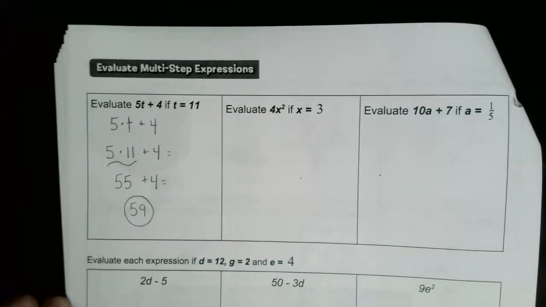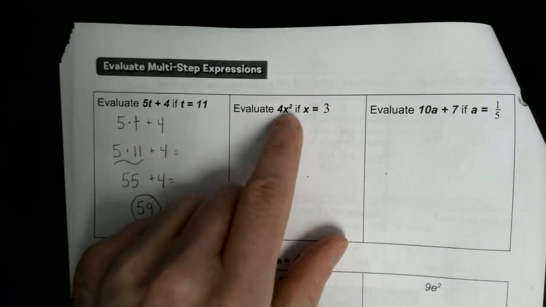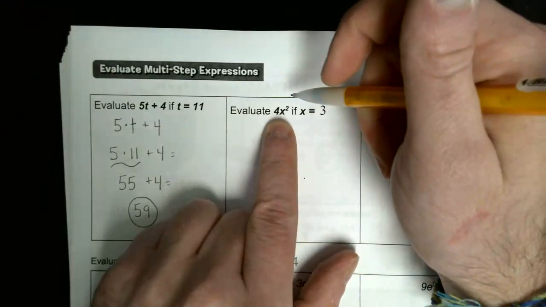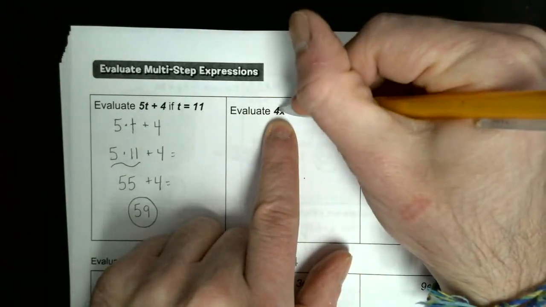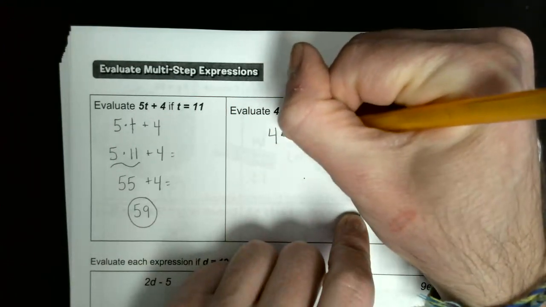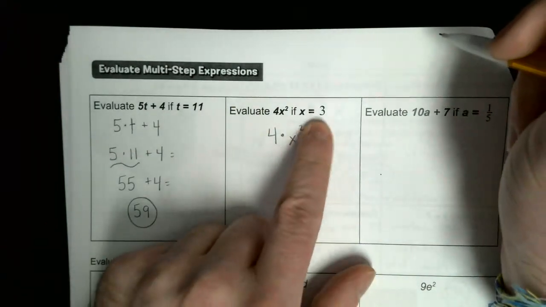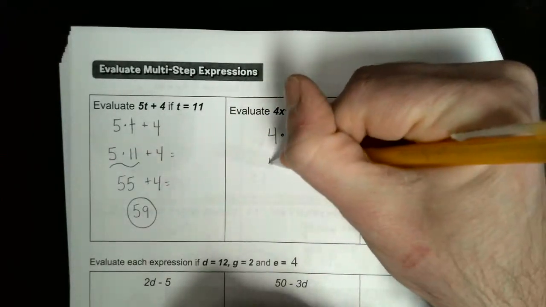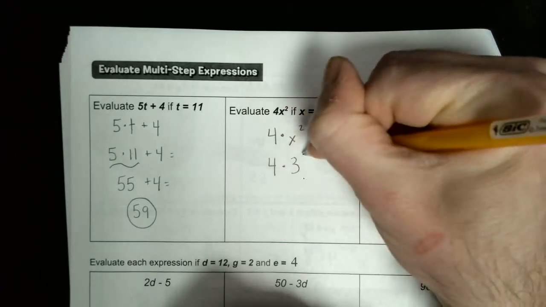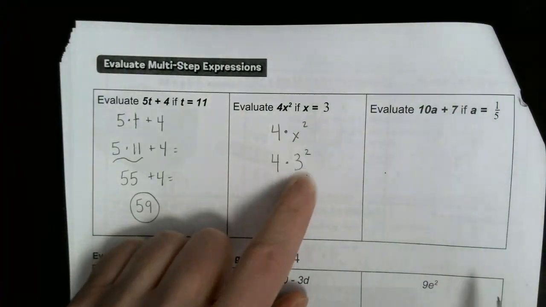All right, let's try this one. This one can be a little bit tricky, because what you have here is a number next to a variable with an exponent. So there are 2 different things we have to do here. But the first thing I'm going to do is rewrite the expression. So this means 4 times x squared. So I'm going to write that out using a dot. 4 times x squared. Now in this case, x is going to be 3. So in my next step, wherever I see an x, I'm going to put a 3 instead, but I'm going to make sure to keep the exponent. So what we have here is 4 times 3 squared.